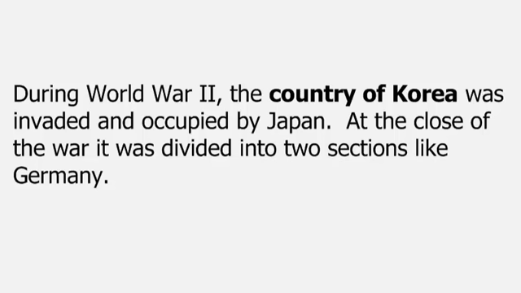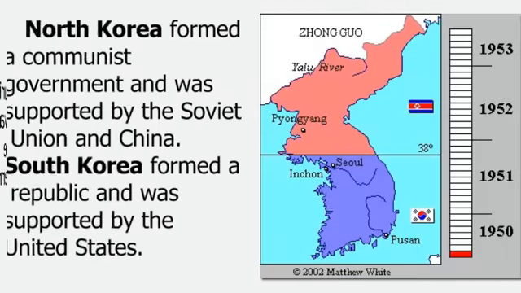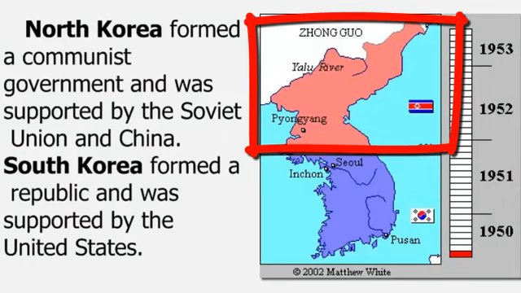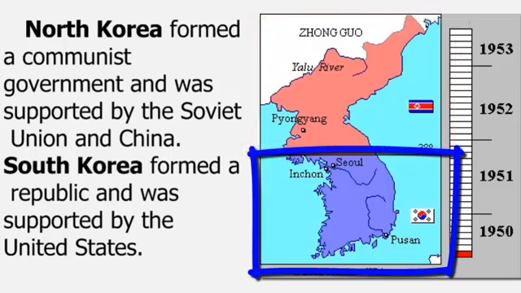During World War II, the country of Korea was invaded and occupied by Japan. At the close of the war, it was divided into two sections like Germany. North Korea formed a communist government and was supported by the Soviet Union and China. South Korea formed a republic and was supported by the United States.